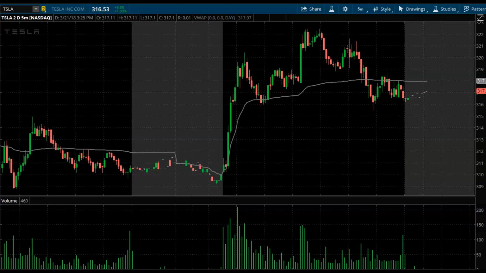And not only are we going to talk about what it is, we're going to talk about how to use it. I'm going to give you a couple of trade ideas and trade setups on how you actually use this thing.